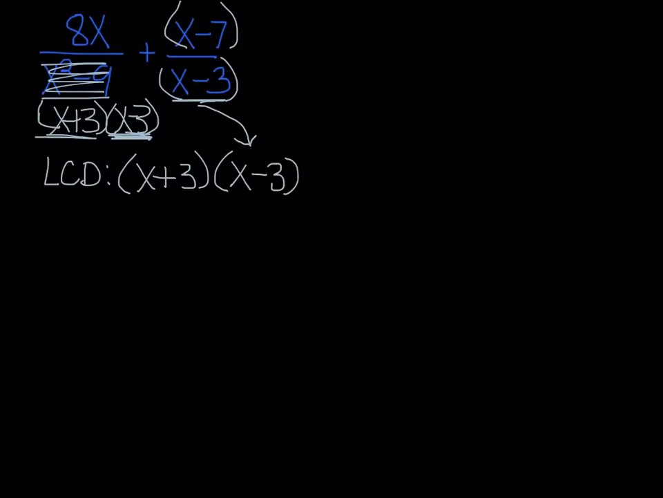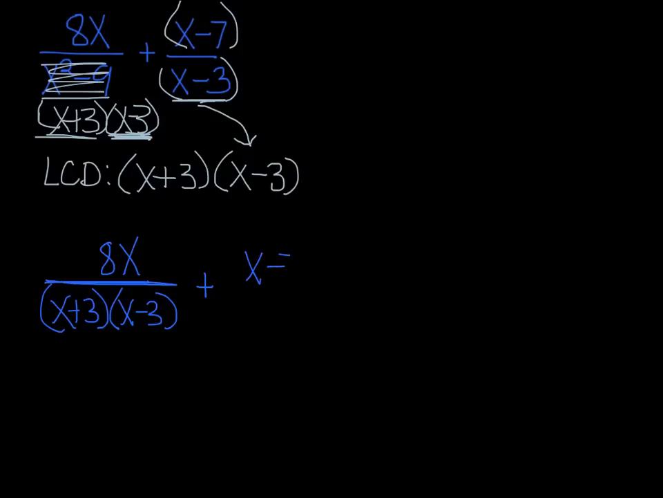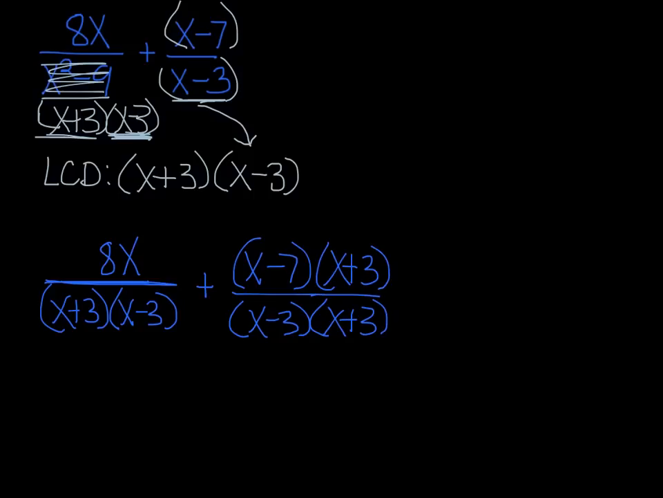Now I need to create that same common denominator in both fractions. So when I look at the first one, I've got 8x. It's already over (x plus 3)(x minus 3). And since it's already over what our common denominator is, we don't change it. We leave it alone. It's fine the way it is. Then I have a plus, and then I've got my x minus 7 over x minus 3. And I need the denominator to have an x plus 3 in it as well. And so I'm going to multiply the top also by x plus 3. So you're not changing it, you're just rewriting it in a different way. Now our denominators are the same. And it doesn't matter if the plus or minus comes first. They're still the same. AB and BA are the same thing.